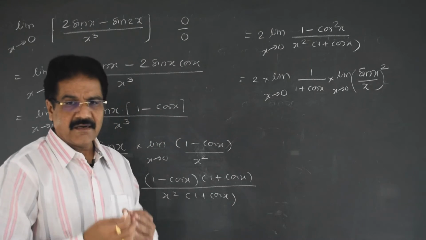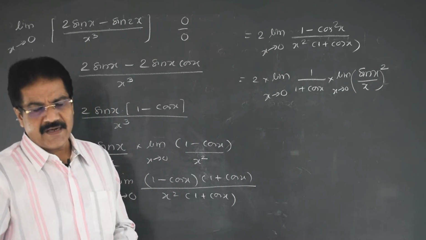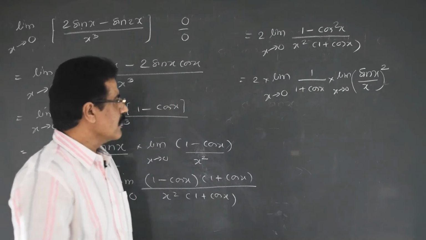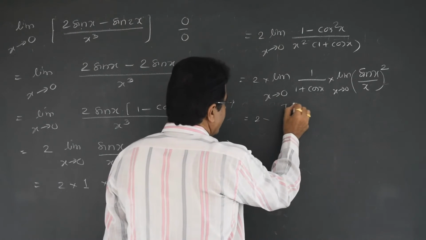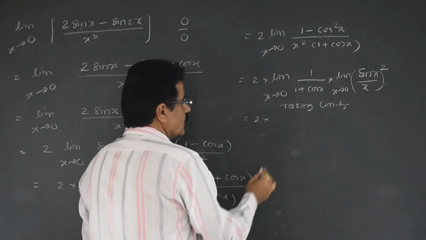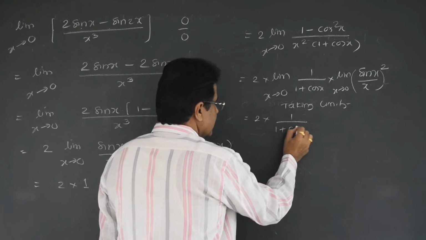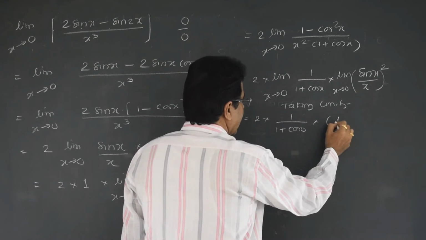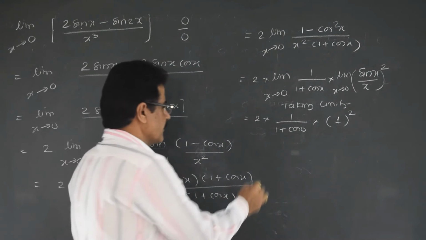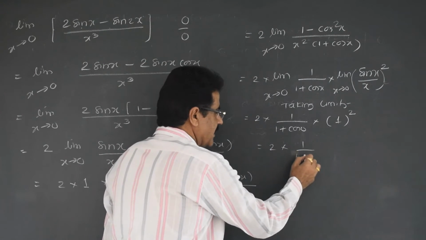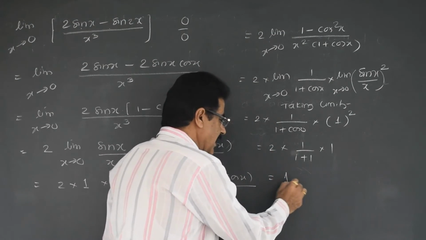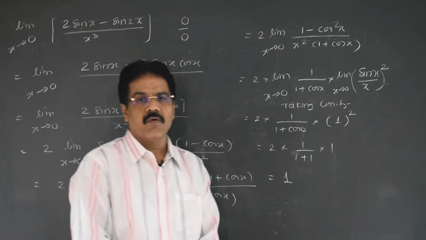By doing certain trigonometric adjustment, we are converting the original expression into our standard formula, and then we are going to use the formula. So here we are taking the limits. 2 into 1 upon 1 plus cos of 0, multiplied by sin x upon x as x tends to 0 is 1, and the bracket square as it is. Now we know that cos 0 is equal to 1, and therefore 2 upon 2, we get the value of the limit as equal to 1.